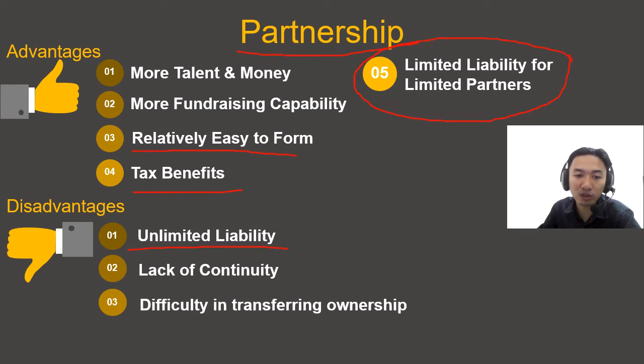The next one is lack of continuity. For a partnership, if one of the partners dies, for example one of the owners, then the original partnership is considered dissolved. Although there are ways around this, the original partnership is considered dissolved. Last one, difficulty in transferring ownership. If you want to transfer ownership to your daughter or son, you need to get the consent and approval of all the partners. Imagine you have 10 partners and one of them does not agree. This will create complications for you.